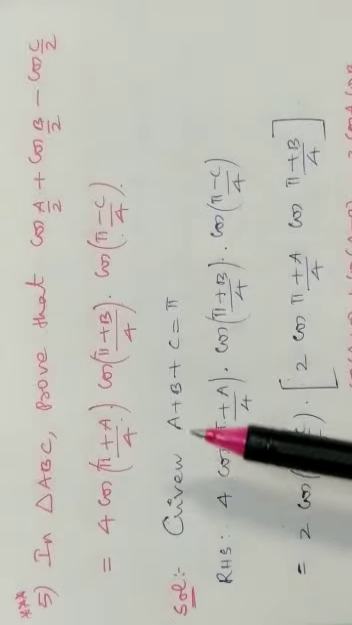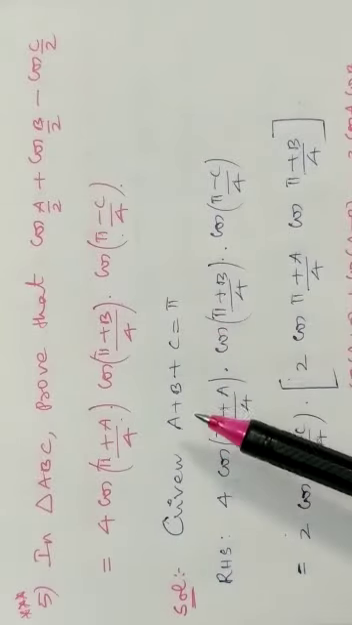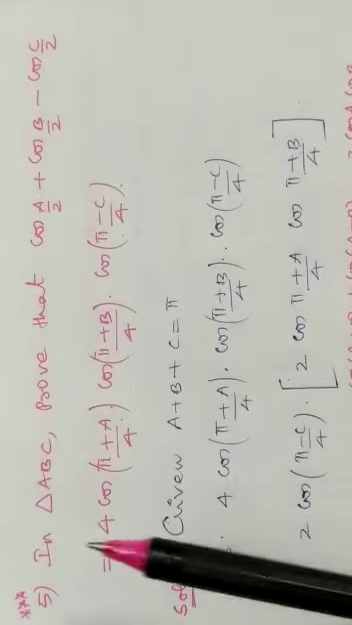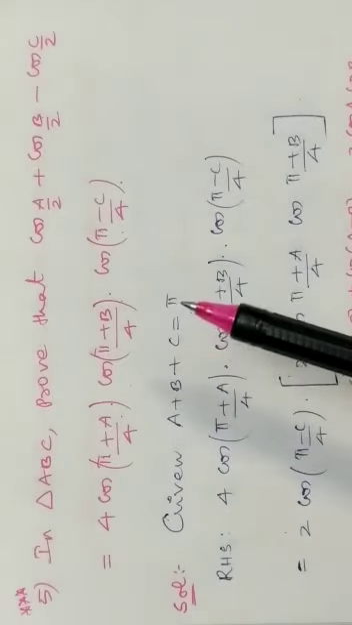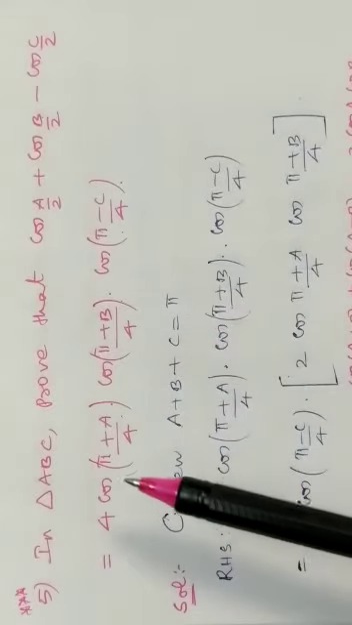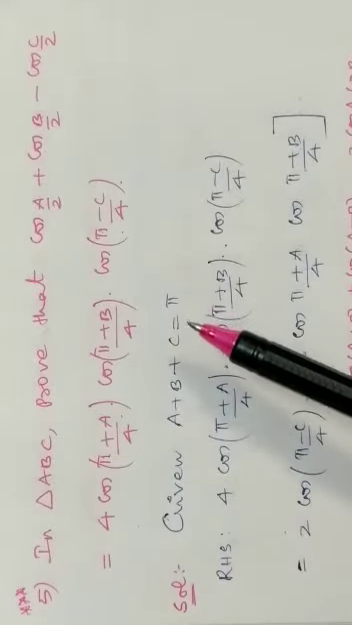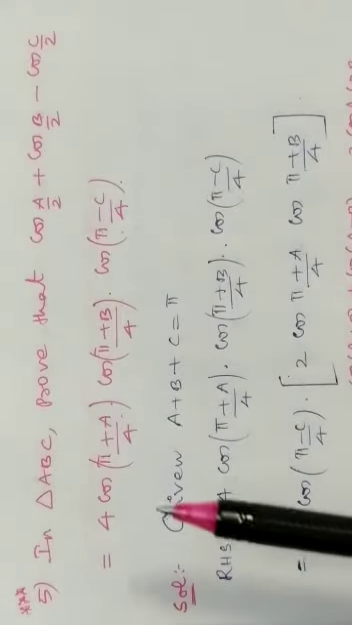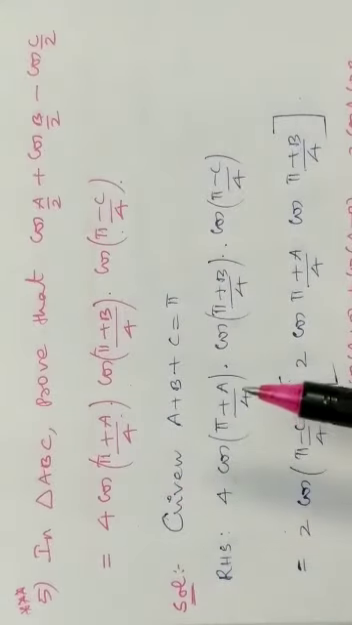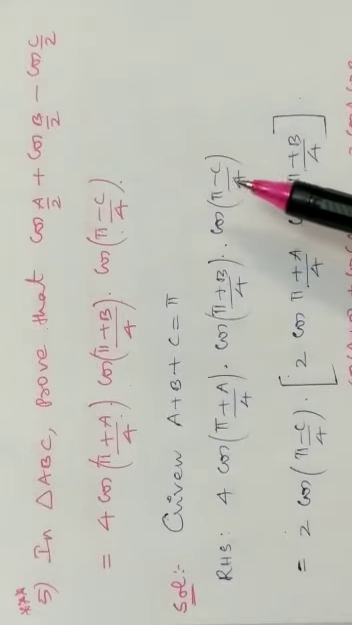Given A + B + C = 180. How? In triangle ABC, the sum of three angles is 180, where 180 means pi. Because we are having a pi, instead of writing 180, I have written pi. What is RHS? 4 cos((pi + A)/4) cos((pi + B)/4) cos((pi - C)/4).